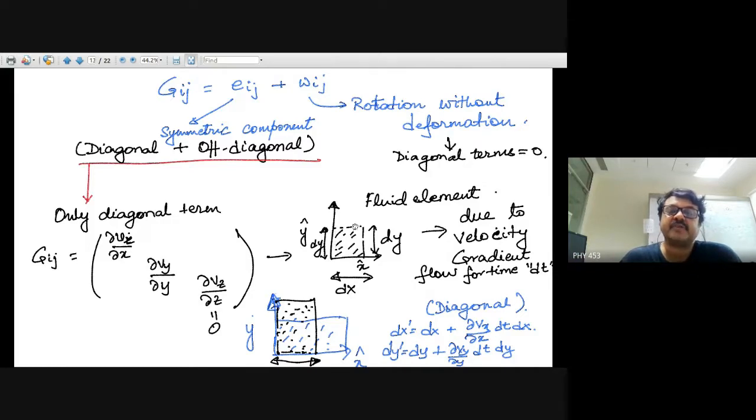And suppose this fluid element was subjected to a velocity gradient which had only diagonal terms, and suppose only these two diagonal terms, then after time dt, this element dx would have undergone a change and become dx dash, of a different length. So suppose this black box was there, and now it will become this blue colored box, if there are only diagonal elements.